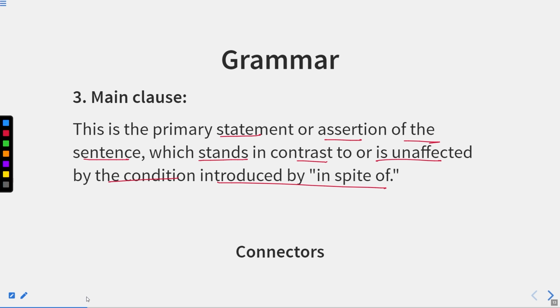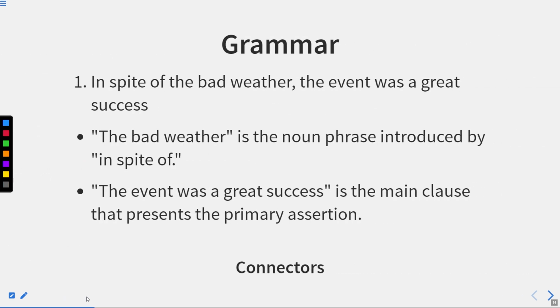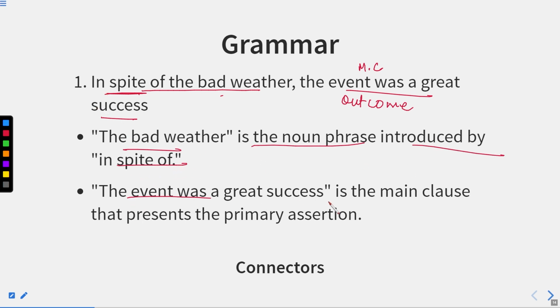So, whatever the condition is that has been introduced by the preposition in spite of, the result will be unaffected, the outcome will be unaffected, and that is known as the main clause. In spite of the bad weather, so this is the adverse condition, the event was a great success. So this is the main clause or the outcome, but the condition was adverse. So this is the subordinate clause which contains the word in spite of. The bad weather is the noun phrase that is introduced by in spite of. The event was a great success is the main clause that presents the primary assertion.